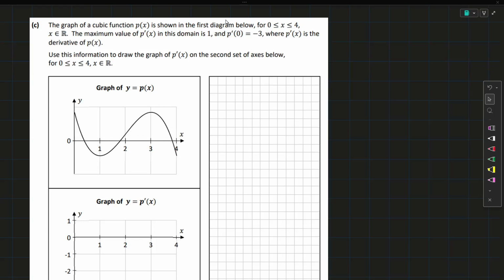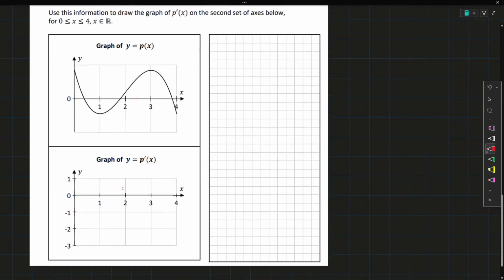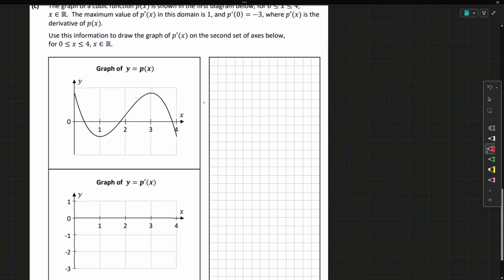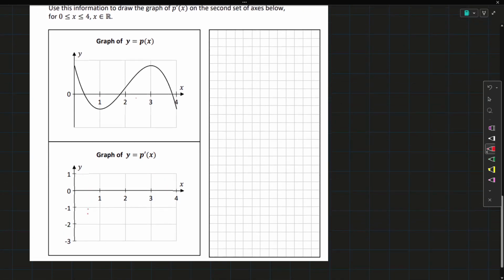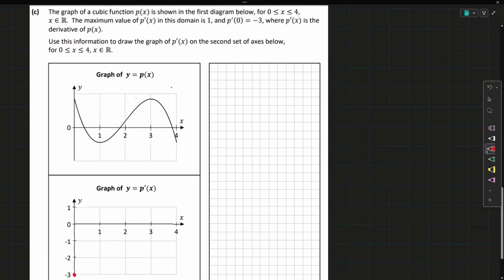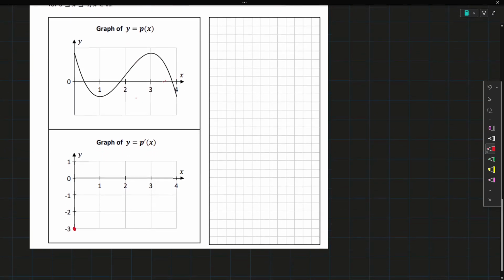Then we're given some information about a cubic, and we have to draw its derivative. So basically, we're told that the maximum value is 1, p prime of 0 is minus 3. So if we're graphing p prime, we know when x is 0, p prime is minus 3. So here is one point that we'll have to draw. Are we told anything else? Not really. Okay, well, we know that when the derivative is 0, so we can put here, we have 0, and here we also have 0, because the slope is 0 at these points.